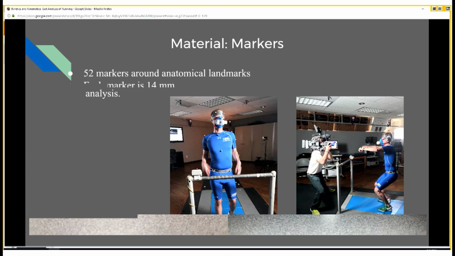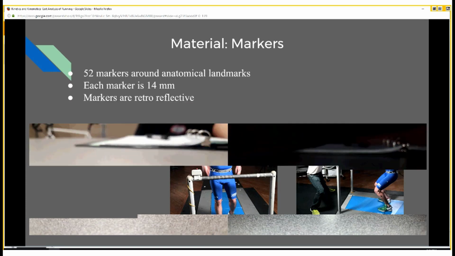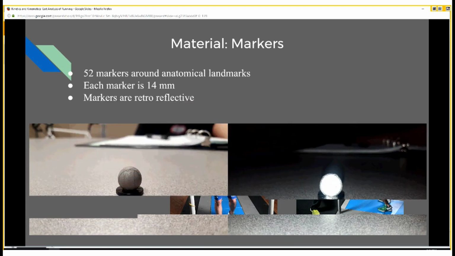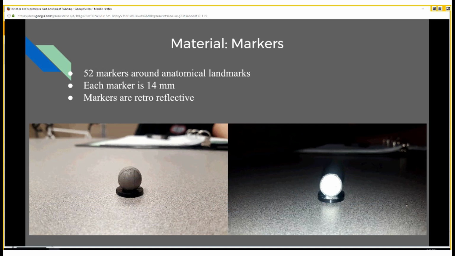All right, so for our materials, we have markers that we placed on anatomical landmarks. These are just where bones and segments are located. They were 14 millimeters in diameter, and the special thing about these markers was they were retroreflective, which means they bounce light off. In this picture, you can see a normal picture, and that's how the markers look. For this picture, we actually use the light, and you can see how it reflects all the light out. And this helps the camera to capture where the markers are.